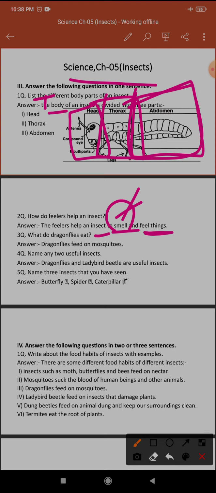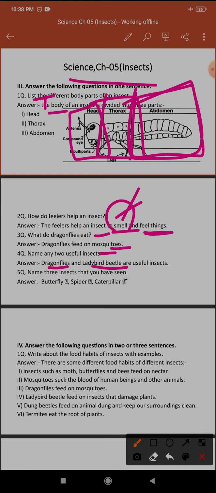As I have already shown you in the textbook, dragonflies feed on mosquitoes. That's why they are useful insects for us. Okay, question number 4. Name any 2 useful insects. Dragonflies and ladybird beetles are useful insects.